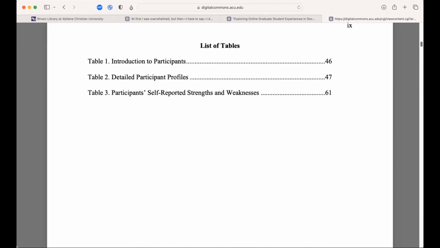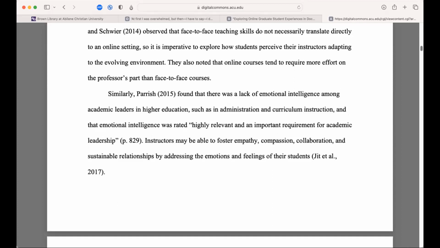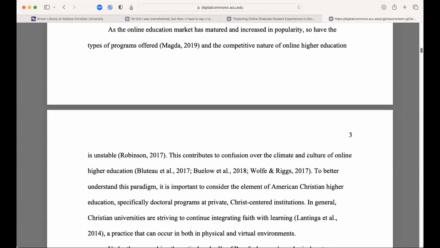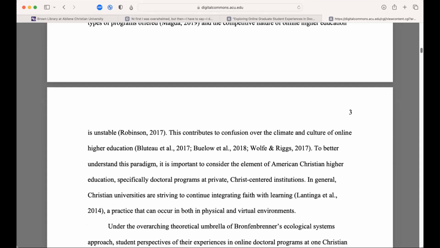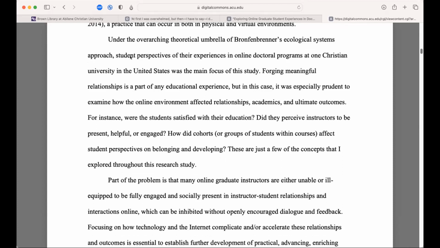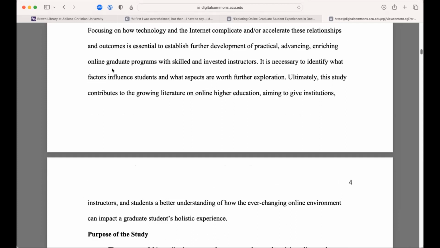Now, in terms of where that's set up, where it's first mentioned in the chapters that might be submitted as part of the prospectus, we see the statement of the problem here, so the general description is talking about Christian universities in the United States. And then we see student perspectives of their experiences in online doctoral programs at one Christian university in the United States. It's the main focus of the study. So that is telling us they were looking at one site. That is a delimitation. It's not expressed in those terms here, but that's the first place they are talking about the delimitation in the body of the document.